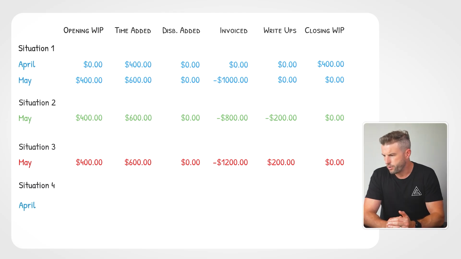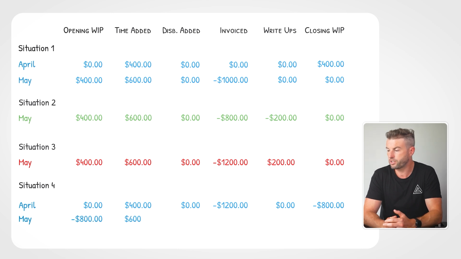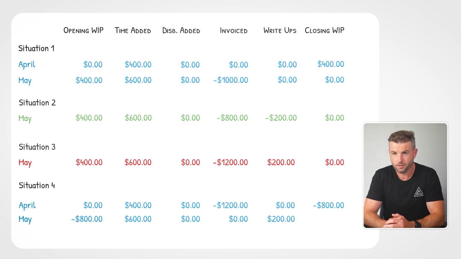So in April, let's say we opened with no work in progress, no time added, and then no disbursements, and then we sent an invoice for $1,200. We'd recognize this as negative $1,200 of work in progress. So we close out at negative $1,200. In April, we add our $400, which means we then have a negative $800 closing WIP balance as we roll into May. In May, we have negative 800. We do our $600 of time, which closes us out negative $200. And finally, when we do our WIP wash up and close the job out, we'd have a $200 write up. Again, positive, giving us $0 as our closing WIP.